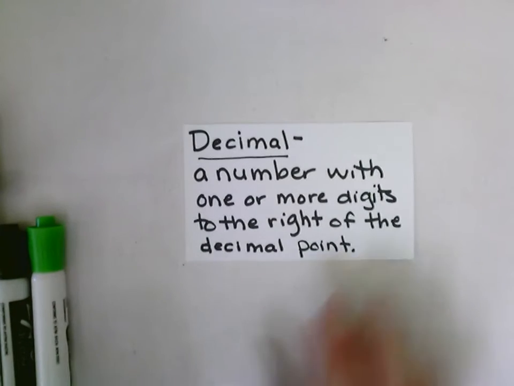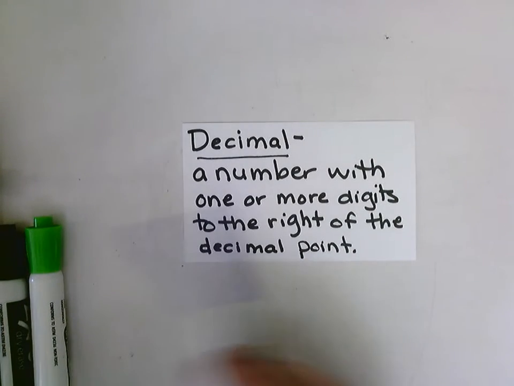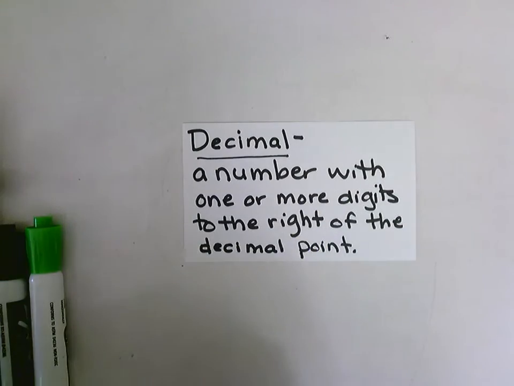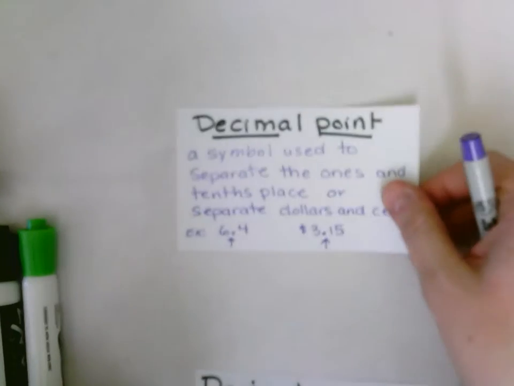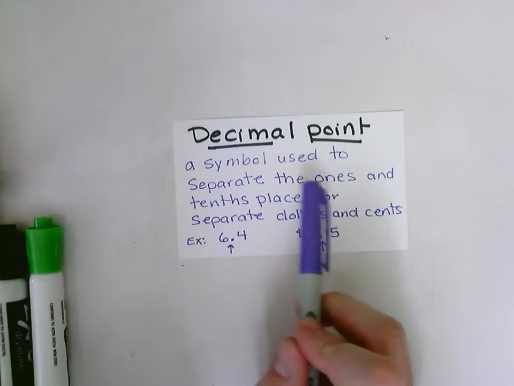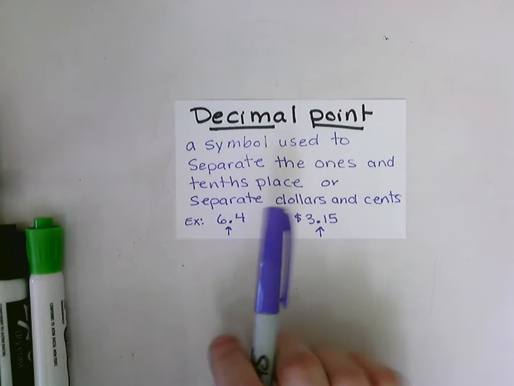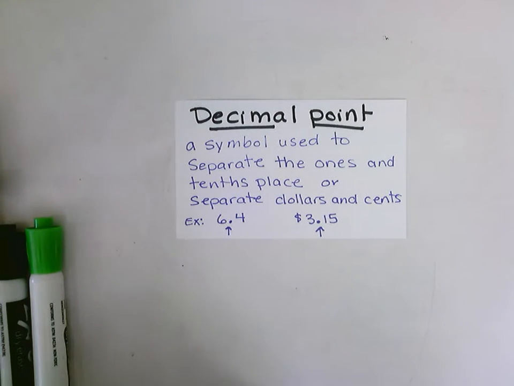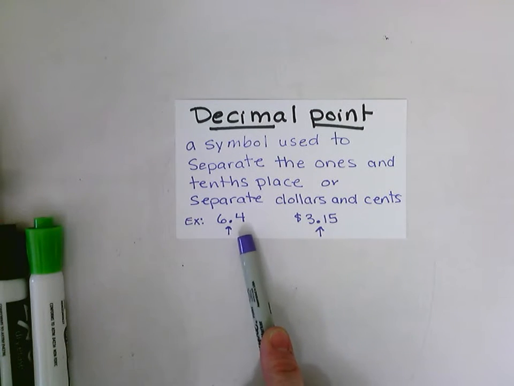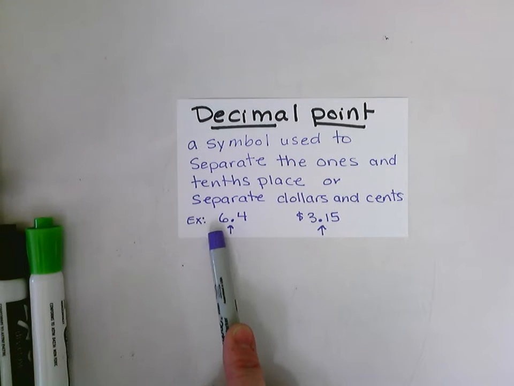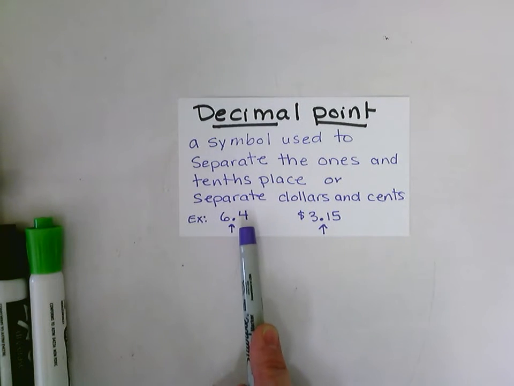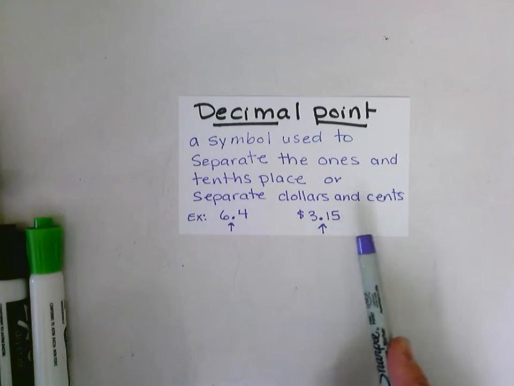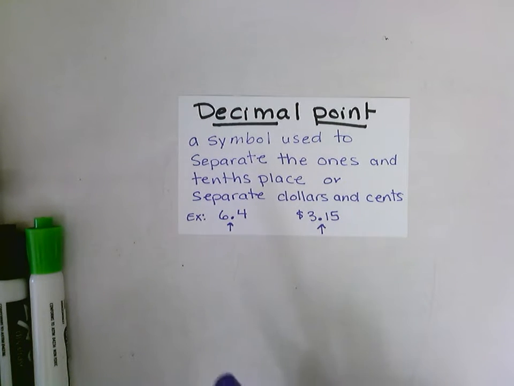A decimal is a number with one or more digits to the right of the decimal point. And the decimal point is a symbol used to separate the ones and tenths place in a number, or to separate dollars and cents. So here's two examples, 6 and 4/10. I always put the decimal point after the ones place and before the tenths place. In dollars and cents, the decimal goes after the dollar amount before the cents amount.